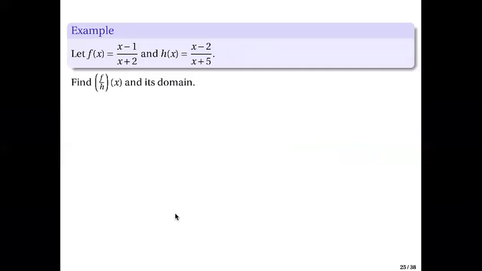Let's now go to our next example. Here, you have your function f of x, x minus 1 over x plus 2. And now, let us use h of x, x minus 2 over x plus 5. We want to calculate f over h of x and its domain. So by definition, f over h of x is just f of x divided by h of x.